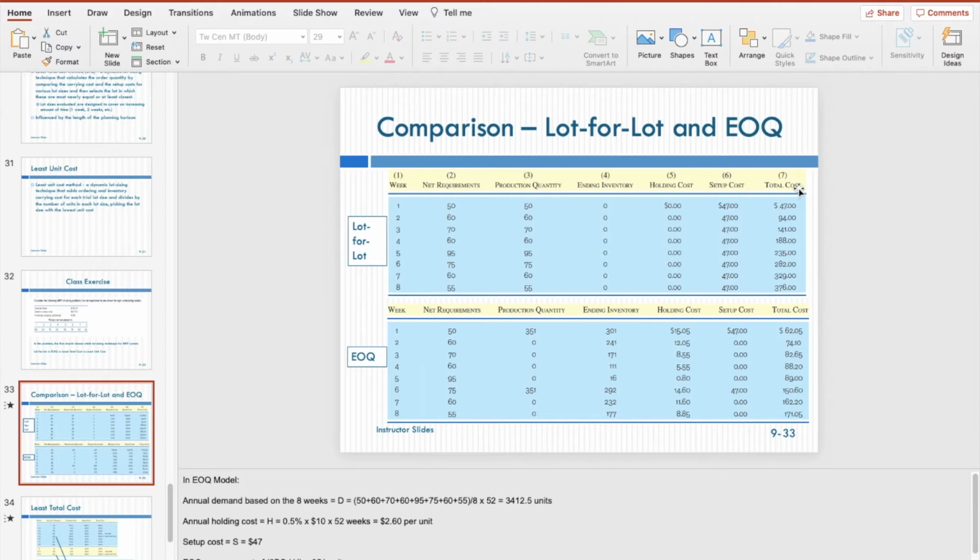So the lot for lot technique is very easy to calculate. Each time you order, since you only order the amount that is exactly the same as the requirement, you don't have any holding costs, and each time you order, you incur this $47.